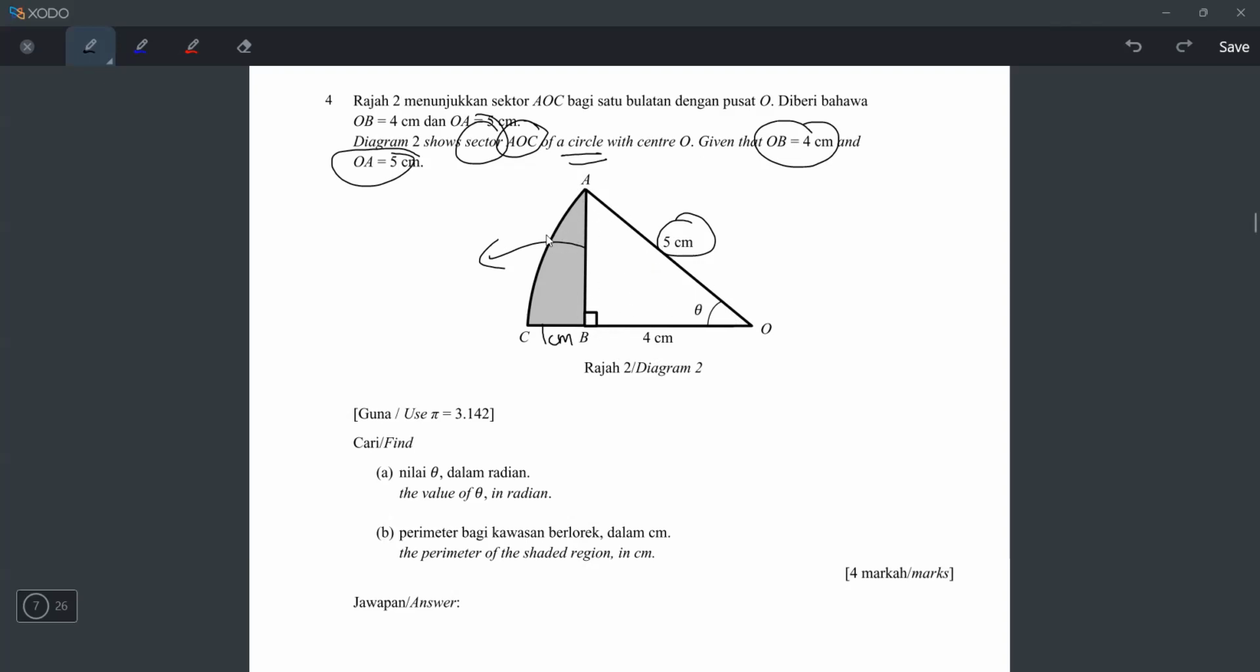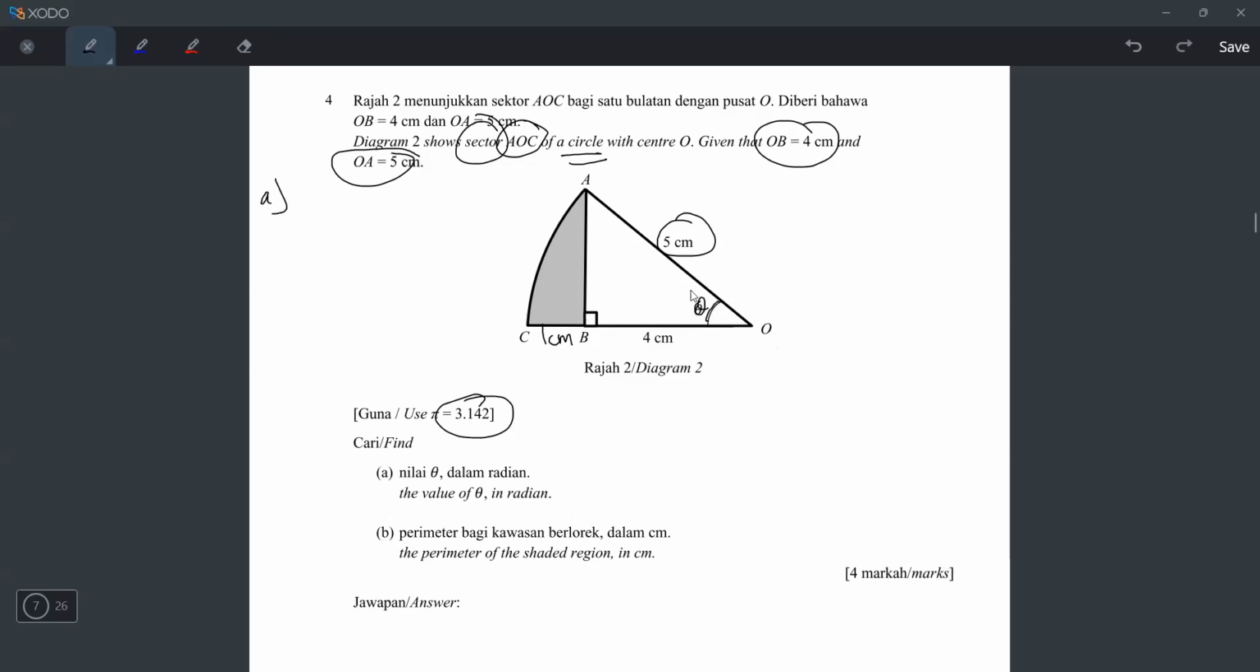So how to find this line? Use Pythagoras theorem, square root, bracket square, minus bracket square. But don't do first. If they ask, then only I do it. Okay, let's see A, what they want. Oh, they say use pi equals to 3.142 and then find the value of theta in radian. So find the value of theta means find this angle.